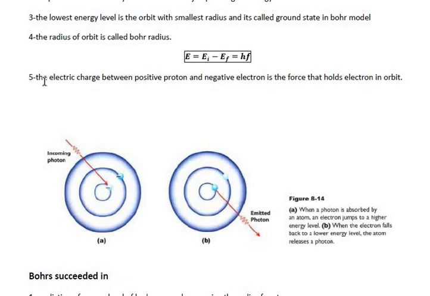The fifth note says the electric charge between the positive proton and the negative electron is the force that holds the electron in an orbit. So for an electron to be situated in this orbit, the positive proton electric charge and the negative electron electric charge will be the force that holds the electron in those states. If those electric charges were not enough, the electron could jump from one state to another, or even could be free from the force of the atom.